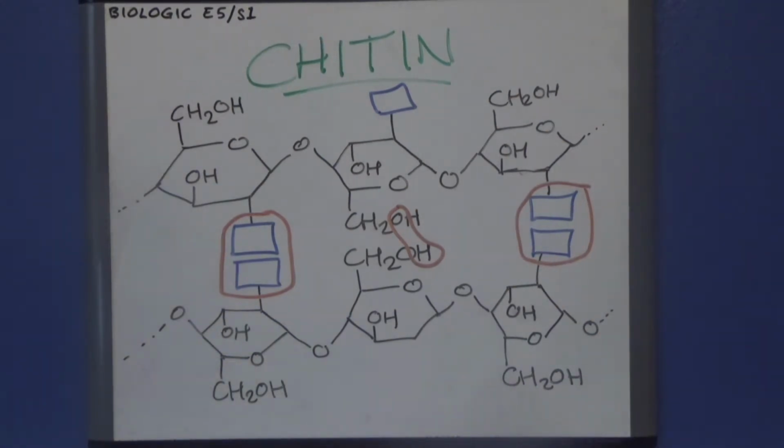structure. The NAG possesses an acetylamine group in the 2' carbon beta position, which forms particularly strong hydrogen bonds with other acetylamine groups on other monomers. These literal sheets of chitin are deposited strand by strand, layer by layer, forming the tough exoskeleton of a beetle, or the sugary wall of a fungal cell.